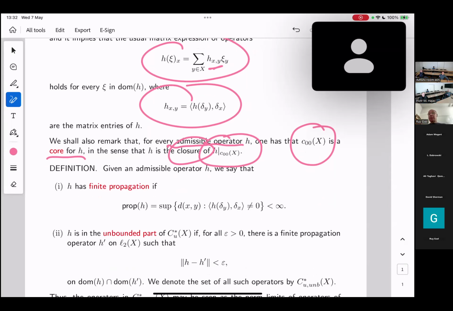All right. So if we are given an admissible operator, then we have a matrix, right? So if we have a matrix, we can talk about its propagation. So we say that an admissible unbounded operator has finite propagation if the propagation is finite. Propagation is the same definition that we had before, the supremum of the distances of the entries for which the matrix entries are non-zero. Good.